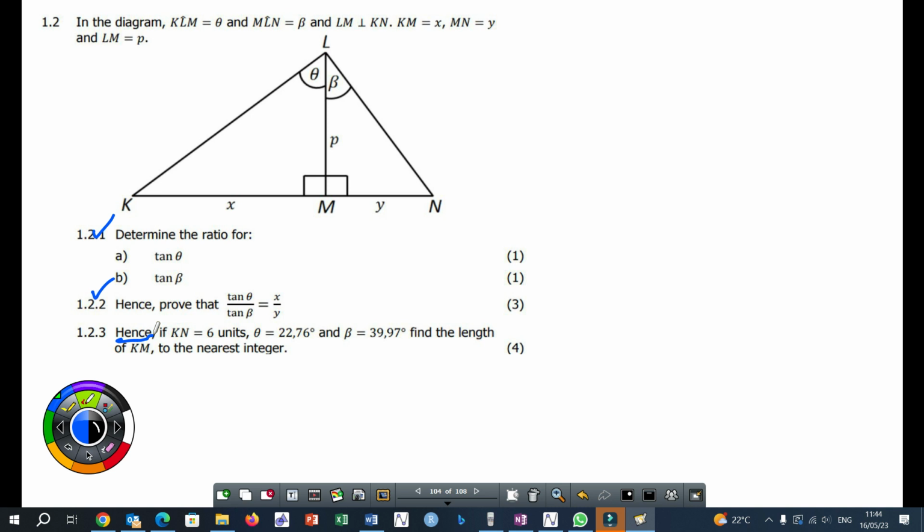Okay? So it says hence, if Kn is equal to 6 units. Okay, so let's put the values. So Kn is 6. Okay? And theta is 22,76. Then beta is 39,97. Find the length of Km, which is x. So you find the length of Km to the nearest integer. Yes. Okay? Find the length of Km to the nearest what?